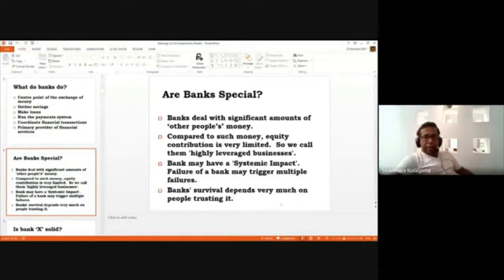There is one other point I have mentioned here, that is point number 3. Banks may have a systemic impact, right? Failure of a bank may trigger multiple failures. This is something very special in the case of banking institutions.